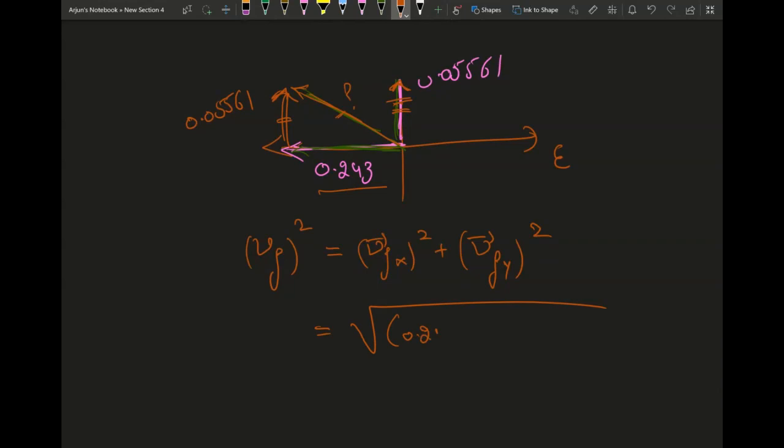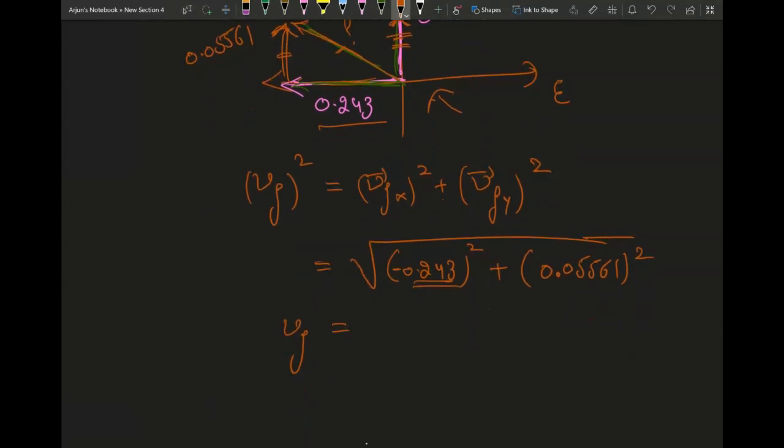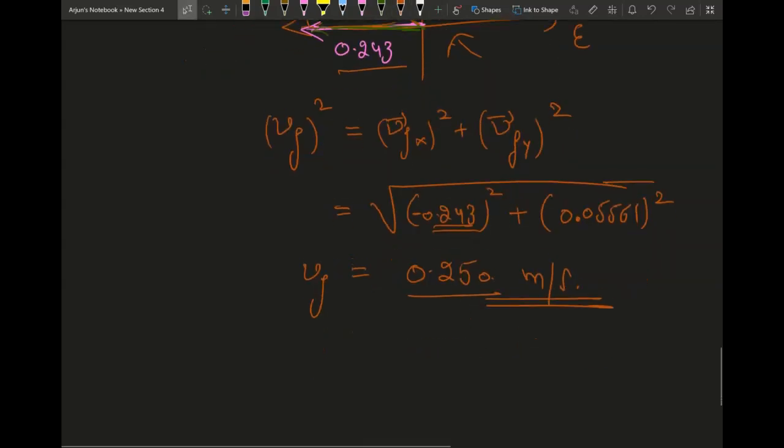is 0.243. Notice even if you're going to take the negative inside here, it's not going to make any difference because negative square will be a positive number, plus 0.05561. Again, even if you don't take the negative, it's not going to make any difference because we've already specified the direction in this diagram. And this is square, and then v final value, if you're going to do the calculation, will come out to be approximately 0.250 meter per second, approximately this number you will get.